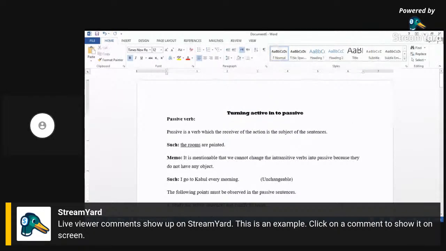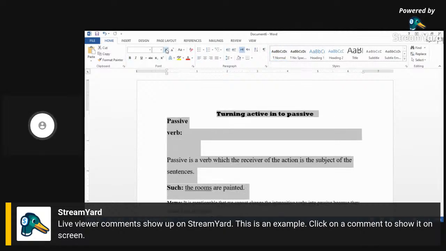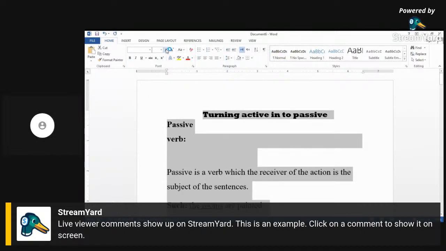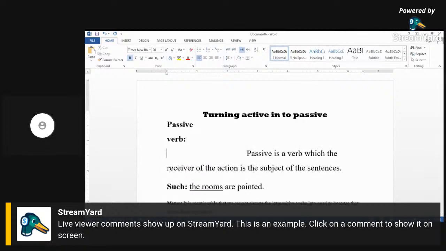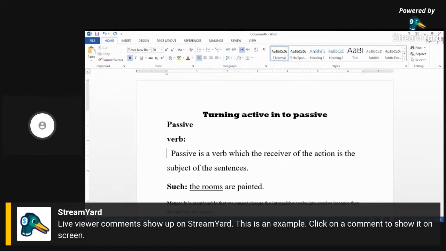Today I'm going to talk about how to turn active into the passive voice, and there are some rules for changing active into the passive voice. So I hope that this video will be useful for everyone and that everyone can understand what I'm explaining here. The topic that I'm going to talk about today is turning active into the passive voice.